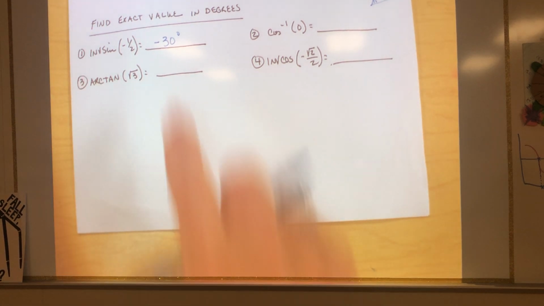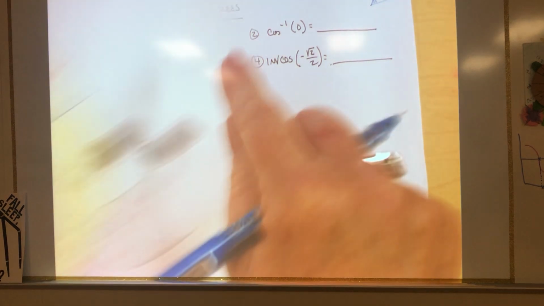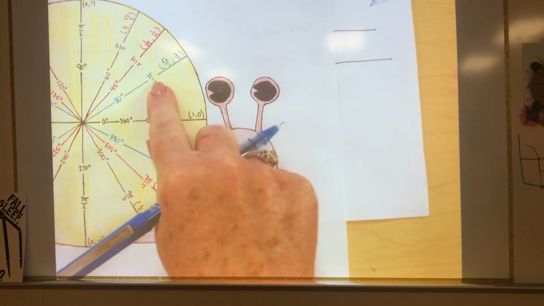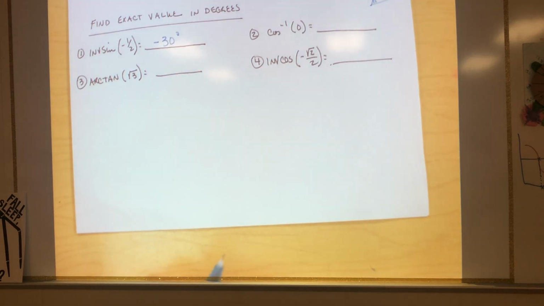Now, if you're a unit circle person, who has a y of 1/2? Sine is y. It's this guy right here. There's your 5 pi over 6. There's your 30 degrees. Okay? Slap a negative on it. All right?